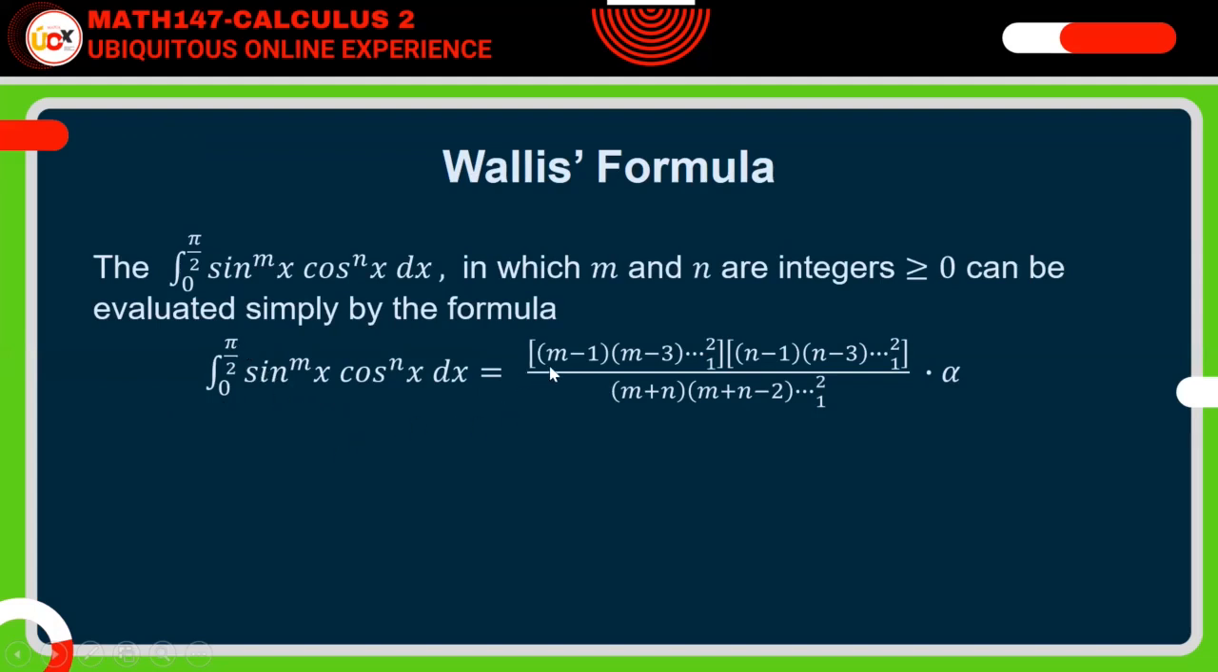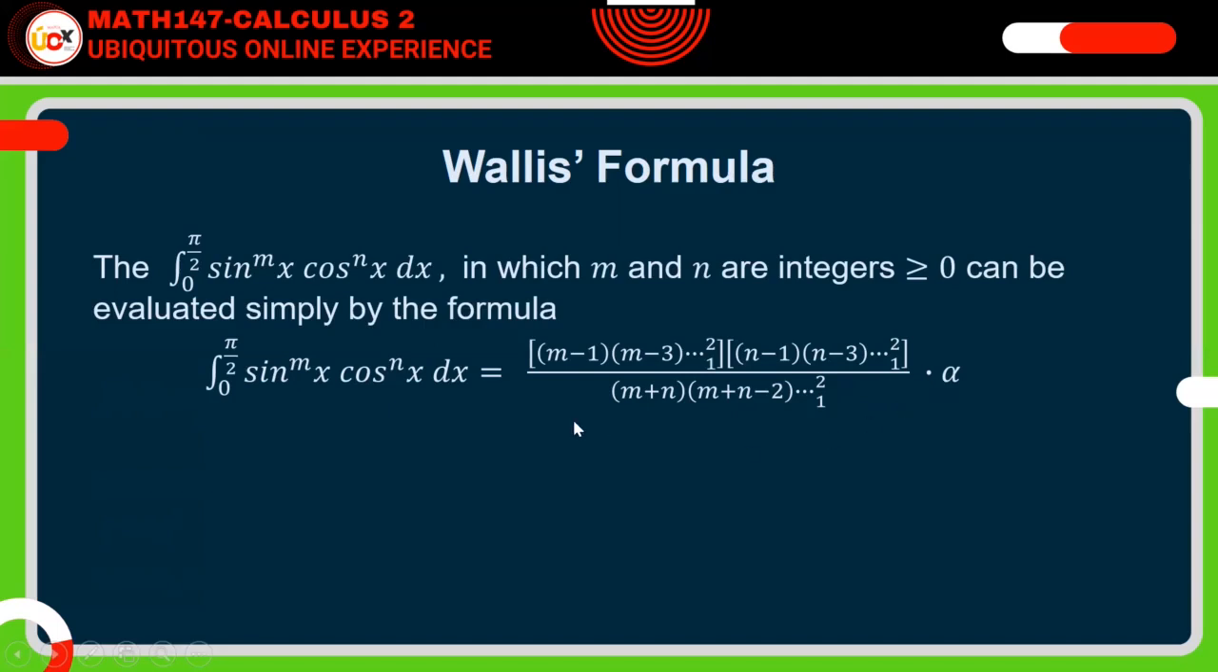Okay, so we start with the factors m minus 1, then subtracting 2 at a time until we reach 2 or 1. Then we multiply it by the factors, starting with n minus 1, subtracting 2 at a time until we reach 2 or 1. And then the denominator is starting with the sum of m and n, so m plus n, subtracting 2 at a time until we reach 2 or 1, and then we multiply it by alpha.